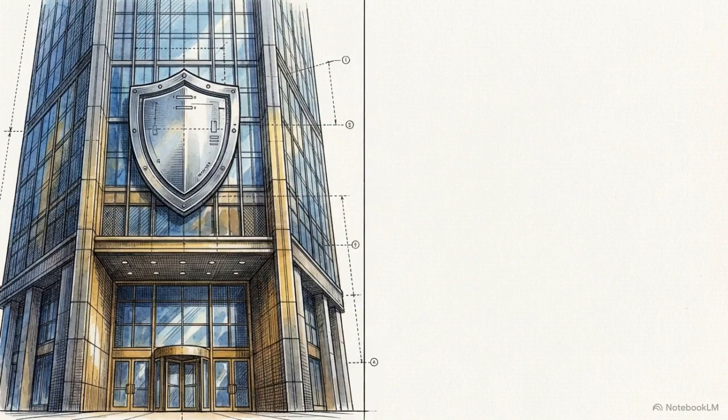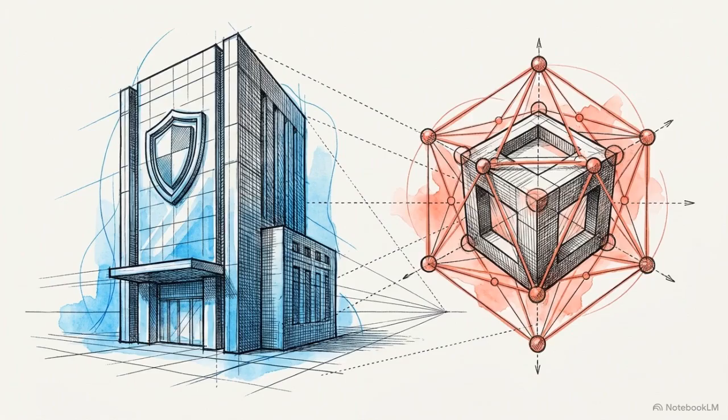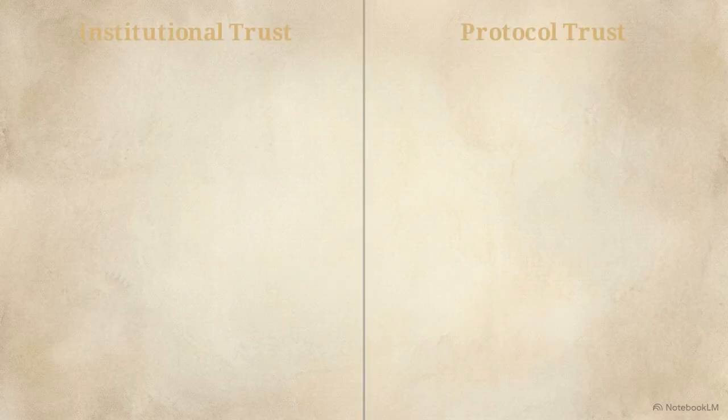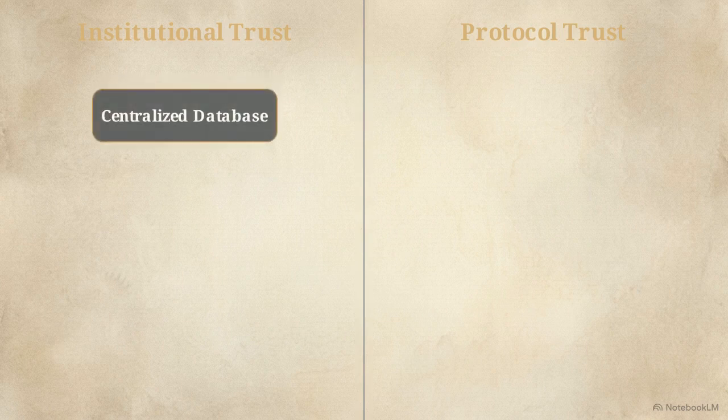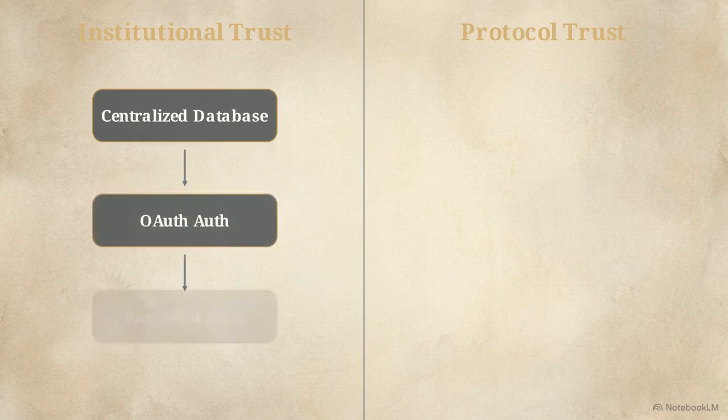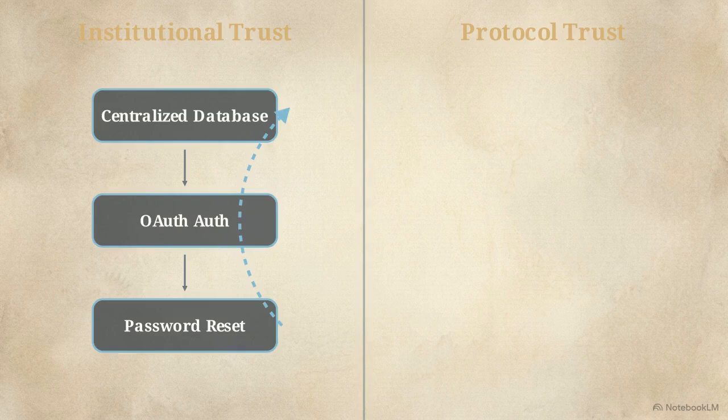The internet operates on two competing trust models. Web 2 relies on institutional trust, faith in a company to manage your data. Web 3 relies entirely on protocol trust, faith in cryptographic math. This split-screen flow diagram dictates design. On the left, a standard Web 2 flow moves from a centralized database to OAuth authentication, ending at a password reset state. Because that password reset node exists, designers prioritize frictionless speed. If a user makes an error, a central authority easily reverses it.